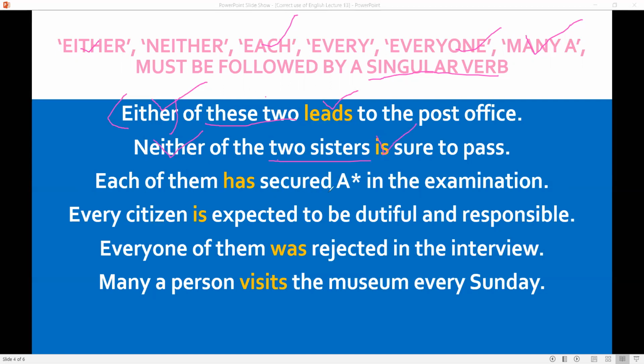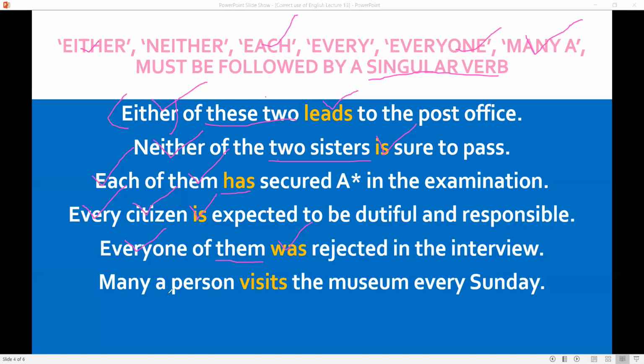Each of them has secured a star in the examination. Don't get confused by them because here is each, which is singular, so the verb is singular. Every citizen is expected to be dutiful and responsible. Don't get confused by citizen, because every is singular, so the verb is singular. Every one of them was rejected in the interview. Don't get confused with the use of them. It is plural, but everyone is singular, so a singular verb will be used.